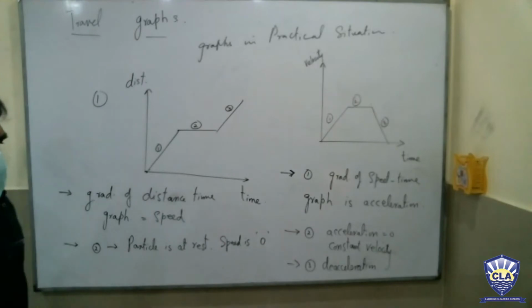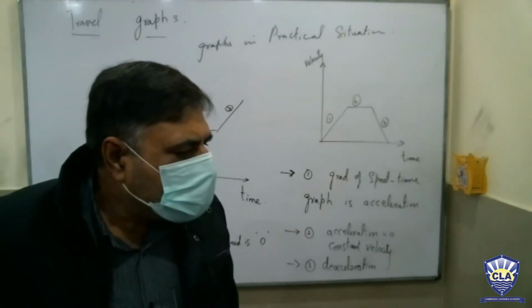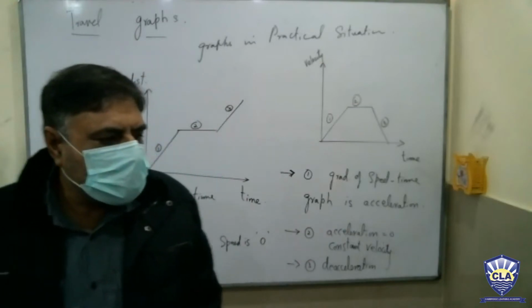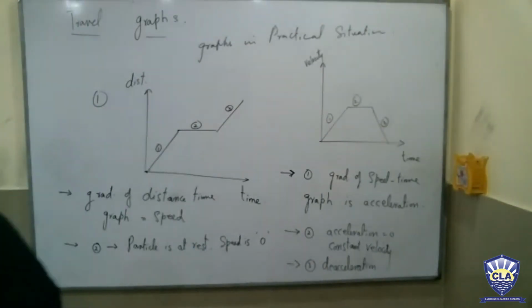Sir, in which paper does a question on this come? Paper 1, paper 2, in both. Paper 2 and paper 4. It will come in paper 2 of IGCSE. O levels, paper 1, paper 2, in both.